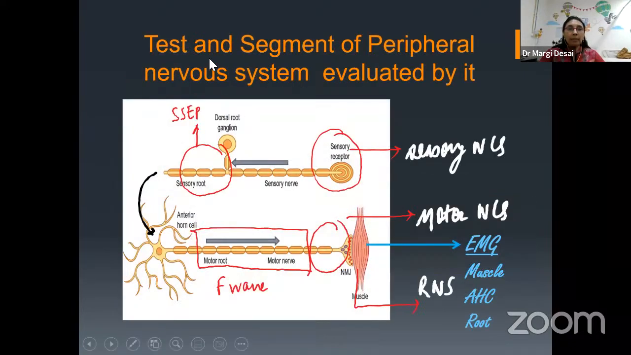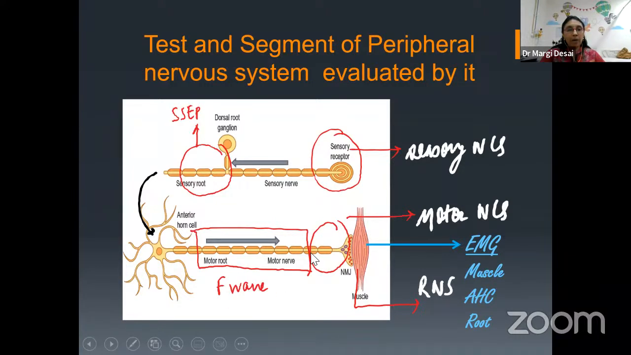So let's look at the entire neuraxis and which test evaluates what part of the nervous system. As you can see here, this is the peripheral sensory nerve and the sensory receptor. This can be evaluated with sensory nerve conduction. Now this is the motor axon. So this motor axon can be evaluated by motor nerve conduction. And if you look at the proximal part of the motor nerve, which is close to the nerve root and the anterior horn cell, which lies within the spinal cord, this area is evaluated by the F wave. So it checks proximal conduction in the motor nerve.